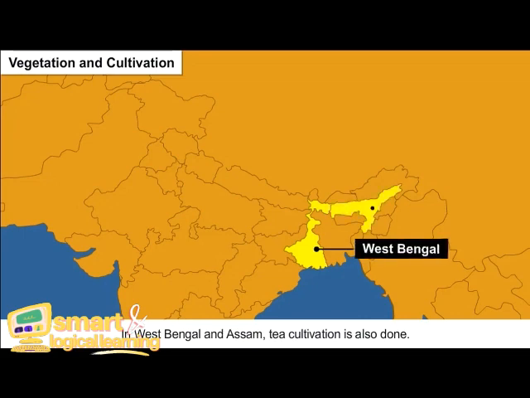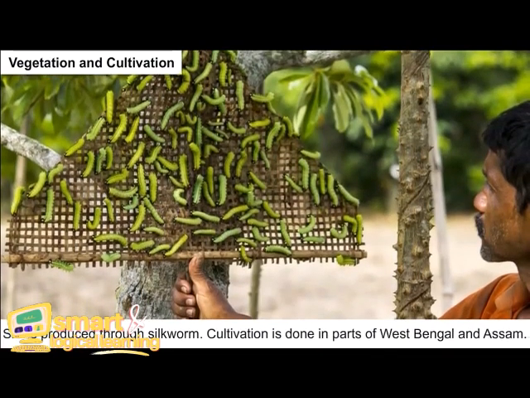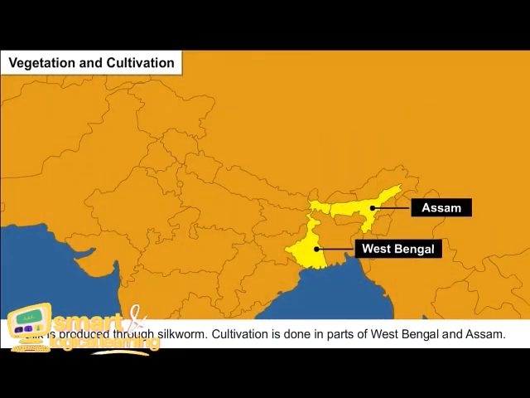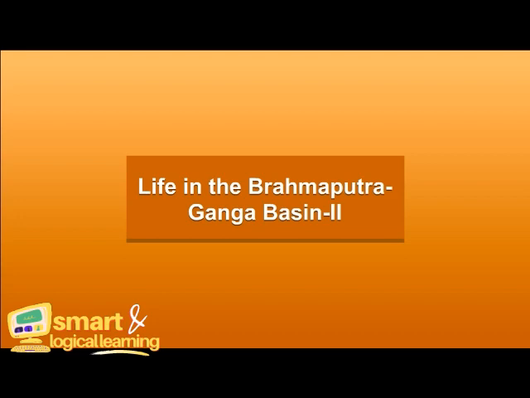In West Bengal and Assam, tea cultivation is also done. Silk is produced through silkworm cultivation in parts of West Bengal and Assam. Life in the Brahmaputra Ganga basin too.